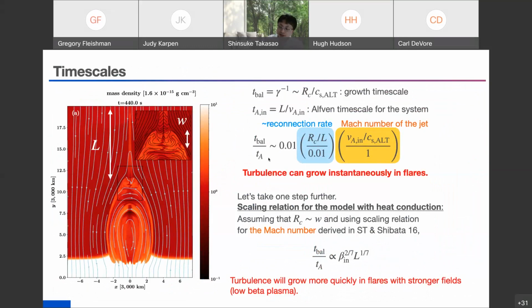We can assume that the ALT region is always turbulent if we have a sufficiently strong backflow in this region.